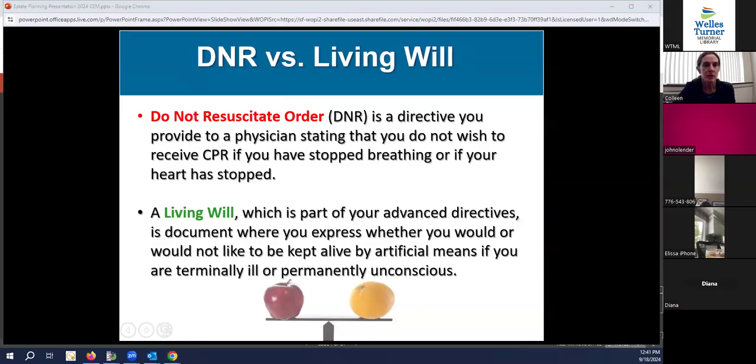This is a frequent question we get. People will confuse the healthcare representative form with a do not resuscitate form, and they are different. I want to get into that a little bit.